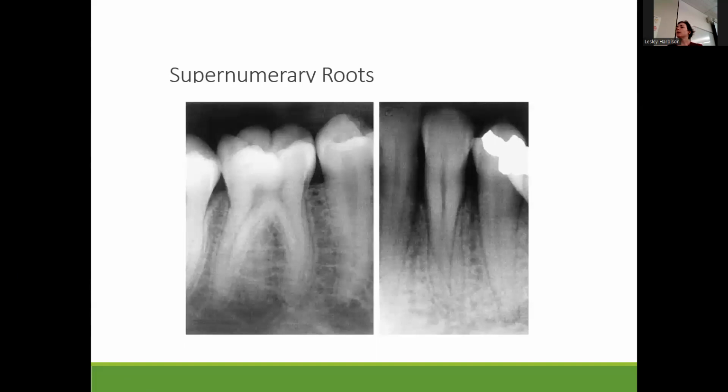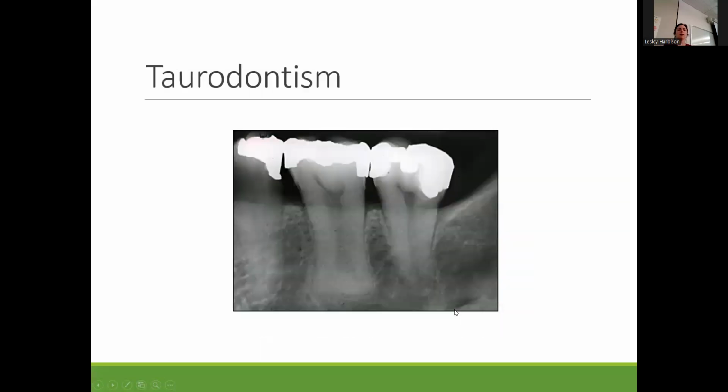Moving on. Supernumerary roots. Here's a picture of a supernumerary root on a mandibular molar. And then you can see the bifurcated, I think, canine. And here's an image of taurodontism. You can see the roots have a very distinctive apex. It spreads out, and the two little bottom areas sort of look like horns, maybe that's where the name comes from. There's a very broad pulpal chamber, especially down at the apex, and a very broad space. So that's taurodontism, very easy to pick up.